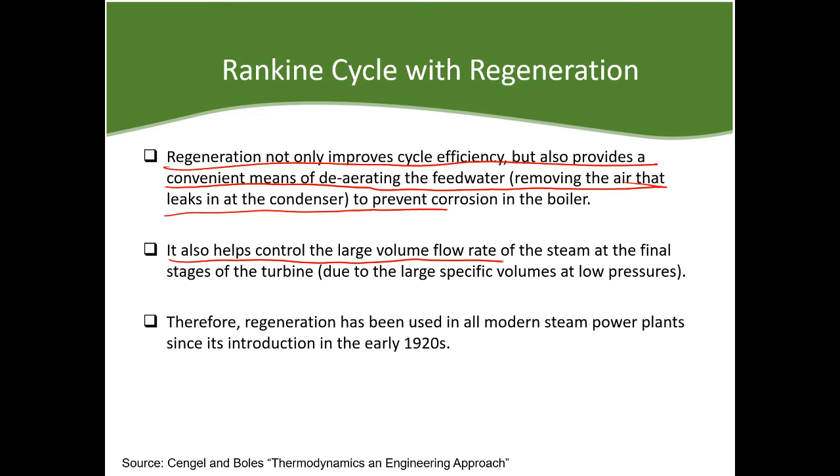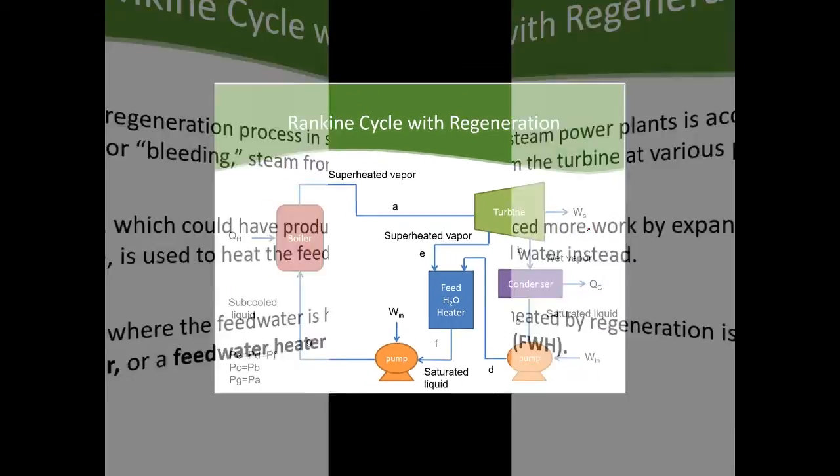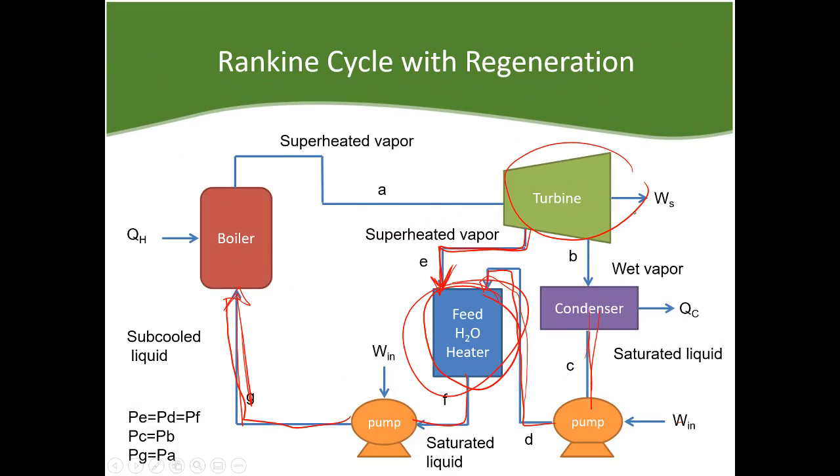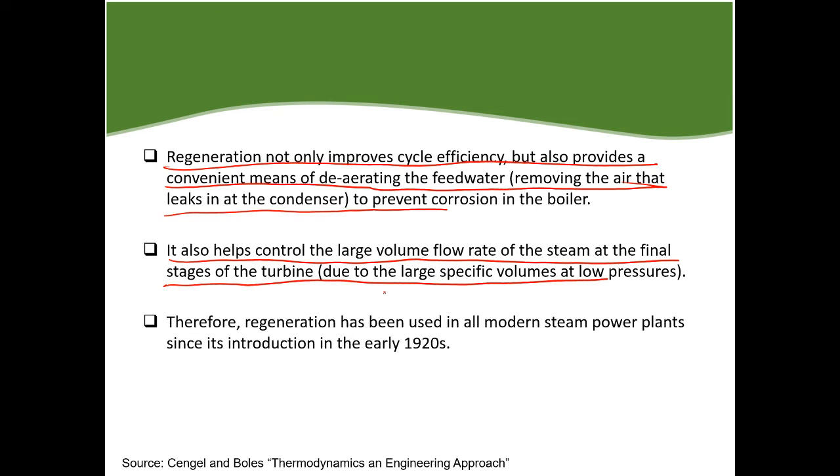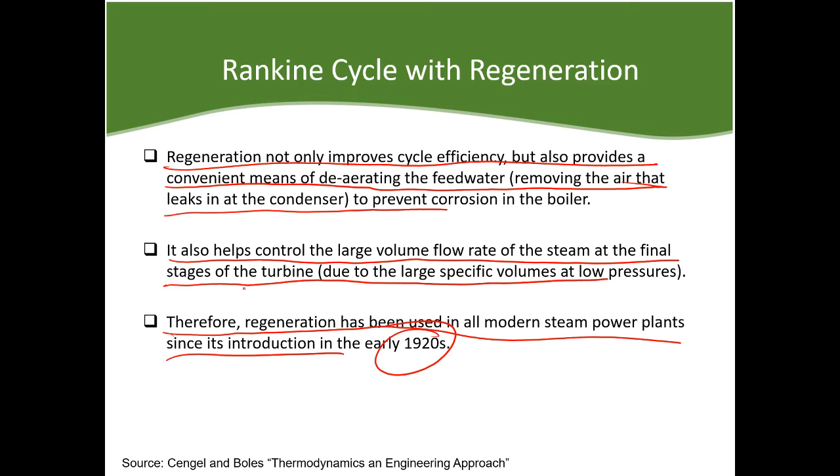It also helps control the large volume flow rate of the steam at the final stages of the turbine due to large specific volumes at low pressure. Dito kasi sa turbine, pag nag-expand siya, as you can imagine, lalaki na yung volume niya, diba? And extracting the steam partially at some point helps in controlling the large volume due to the expansion. Therefore, as early as the 1920s, ginagamit na yung regeneration as a modification in the Rankine cycle.